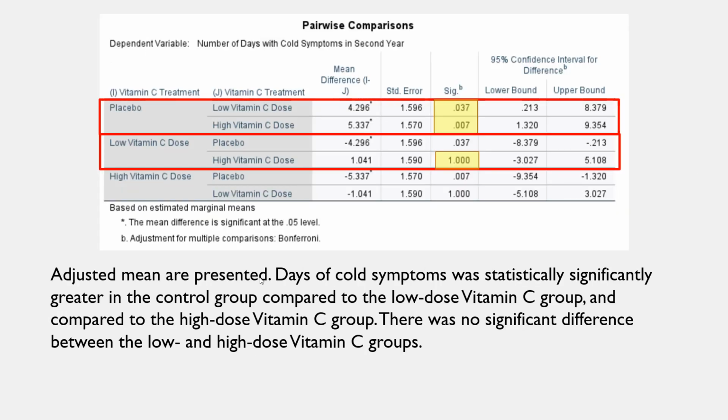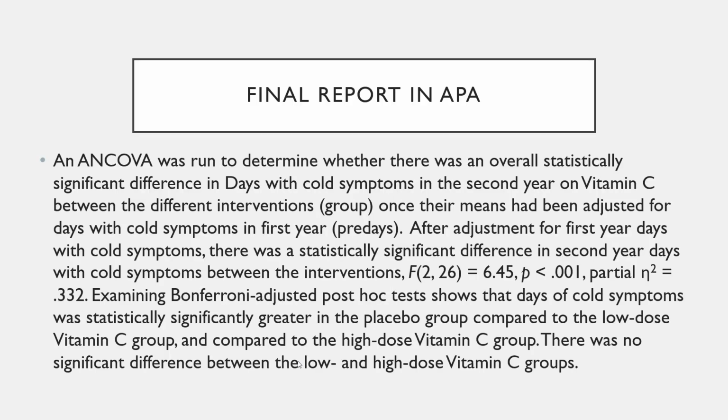Then we can look at the pairwise comparisons, and we see that the placebo is significantly different from the low dose, and the placebo is significantly different from the high dose, and that the low dose and the high dose are not statistically significantly different. So we will report that out. Days of cold symptoms was statistically significantly greater in the control group compared to the low dose vitamin C group and compared to the high dose vitamin C group. There was no significant difference between the low and high dose vitamin C groups.